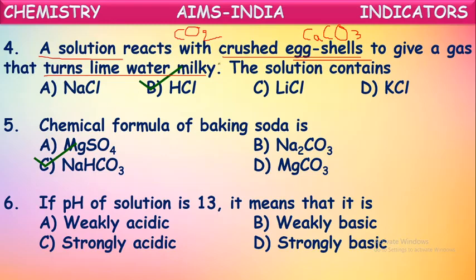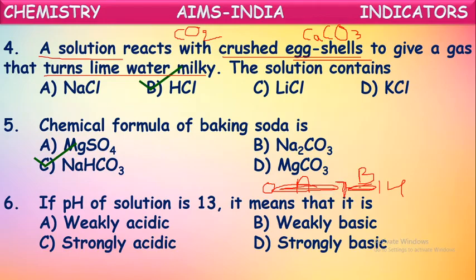What does it mean pH 13? We know the pH ranges from 0 to 14. If the pH is in between 0 to 7, then that represents acid. If the pH is in between 7 to 14, that represents a base. If the pH is exactly 7, then that is said to be neutral solution.